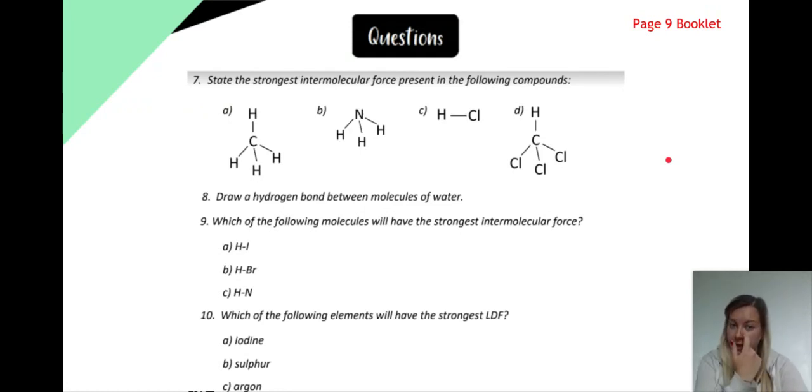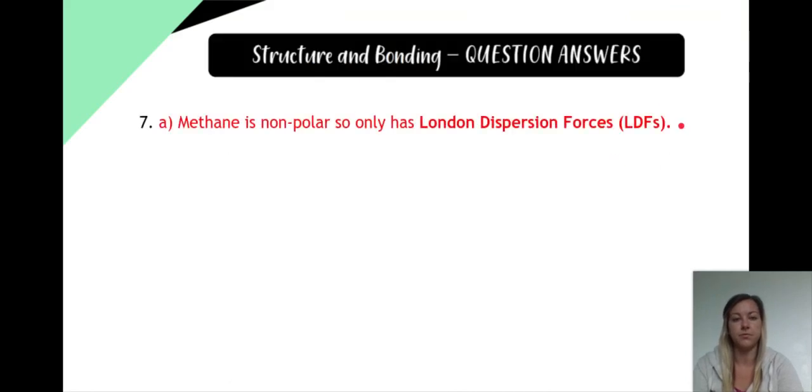So for 7, we have 4 different molecules and we have to state the strongest intermolecular force present in these compounds. Let's have a look at methane first. Methane is non-polar, so it only has carbons and hydrogens. There is very little electronegativity difference. Overall, the molecule is non-polar. Non-polar molecules can't have permanent dipoles because they don't have dipoles. So the strongest force in methane is going to be London dispersion forces.